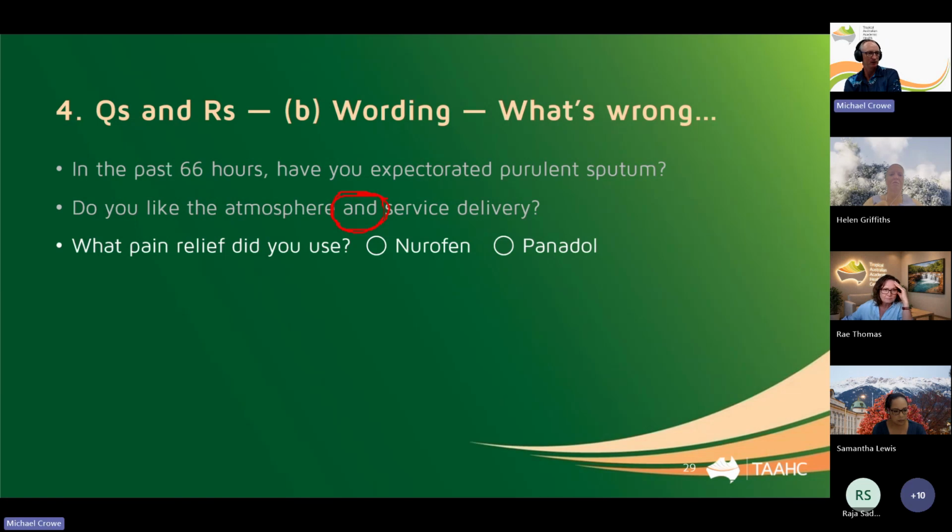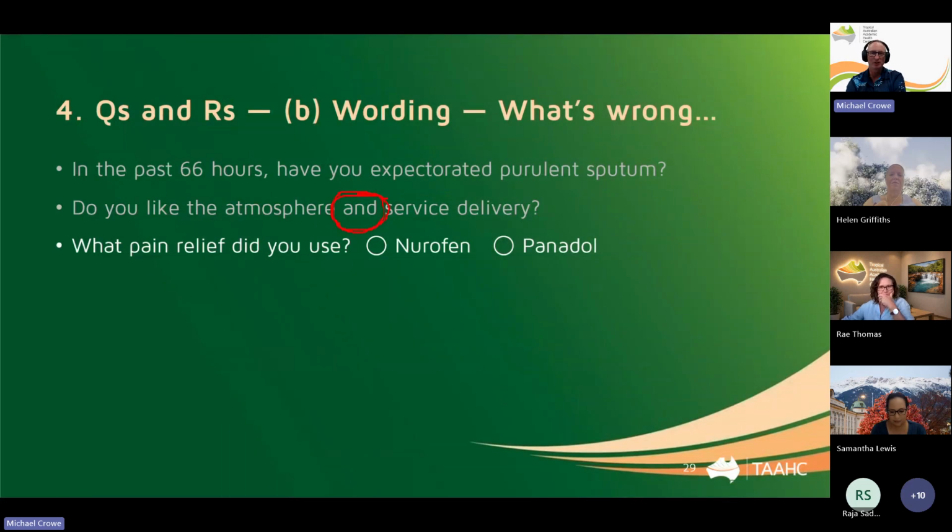What pain relief did you use? Several problems with that one. I'm sure you can think of at least 2 problems with it. The pharmacists out there and clinicians will be saying, you can't use the bloody brand names, you have to use the drug names. Thanks, Denise.